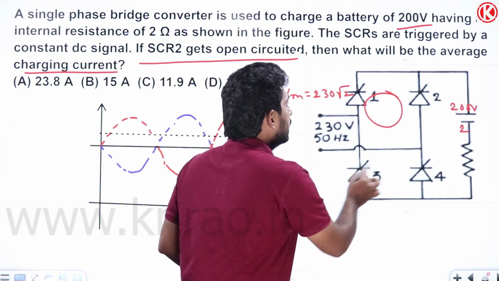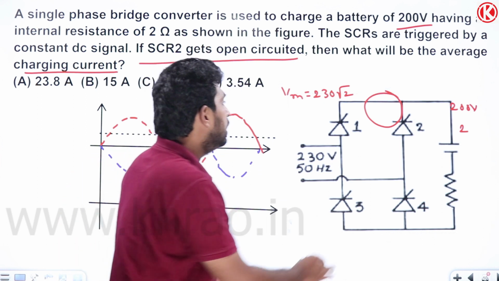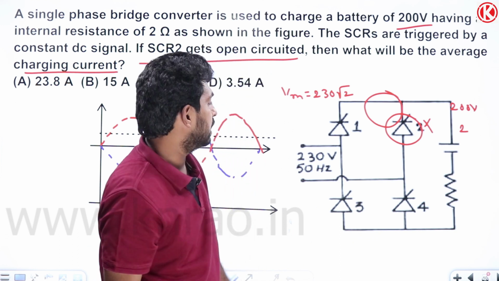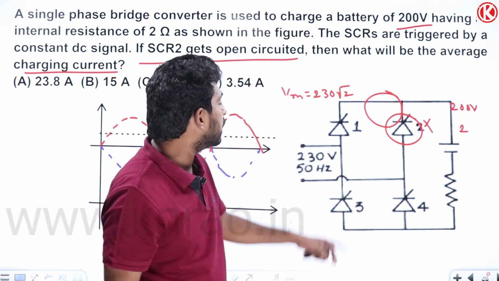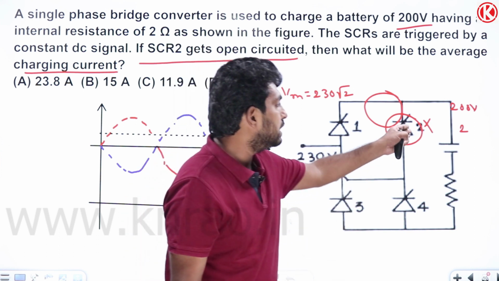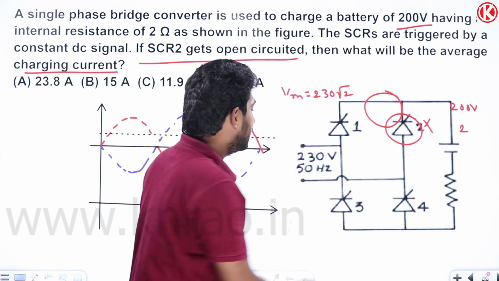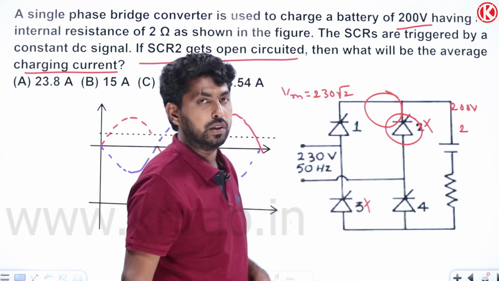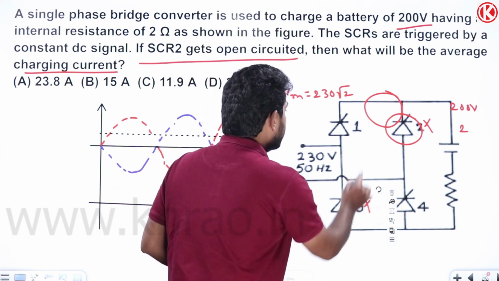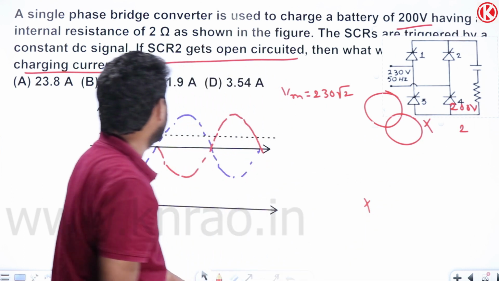Observe this circuit. If SCR2 is open circuited, what happens? This SCR will not get into the conduction state. So which devices will conduct? T1 and T4 only, because if SCR2 is open circuited, the current will not flow through T3, so that will also be open circuit. Now let us find for this topology.